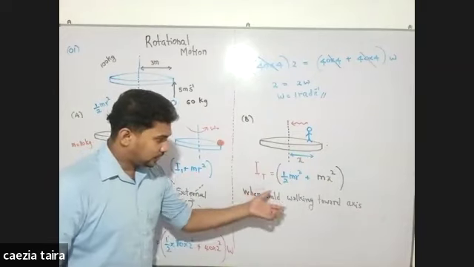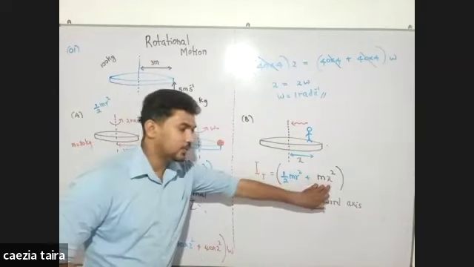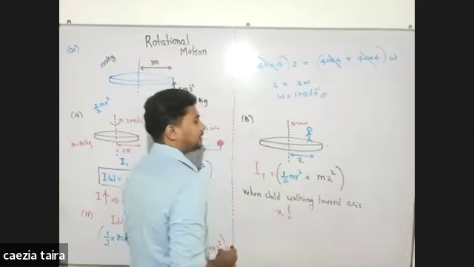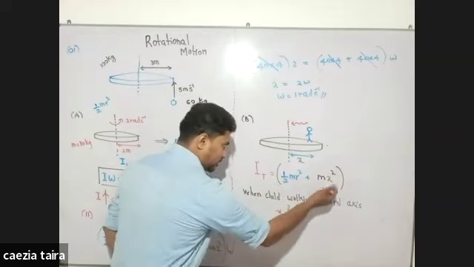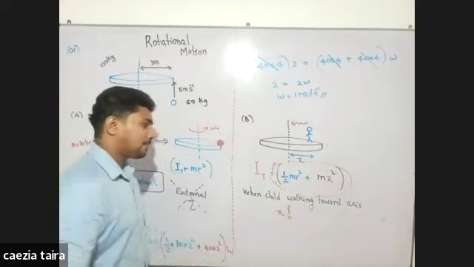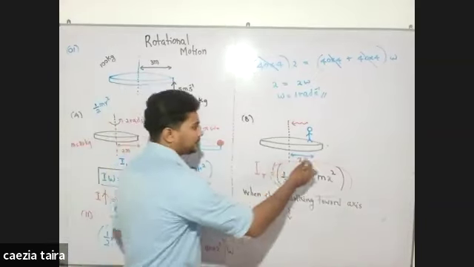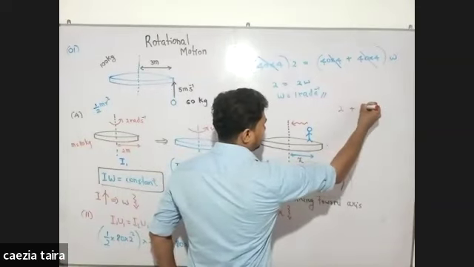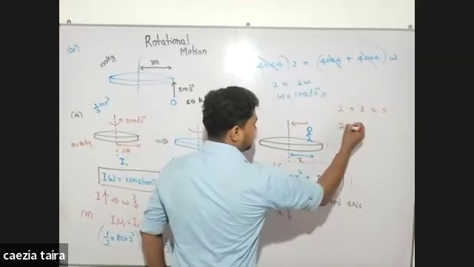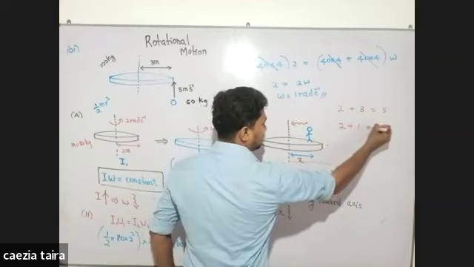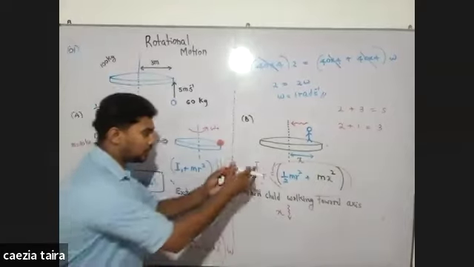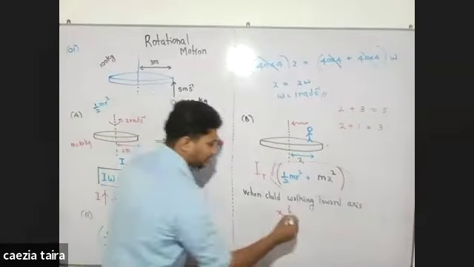When the child walks towards the axis, what will happen to the x value? x is reduced. When x is reduced, what happens to the total value? Let's take this as 2 and this as 3, so the answer is 5. If I reduce one of them by 1, the answer is 3. So when x is reduced, the total moment of inertia is also reduced. That is the story.